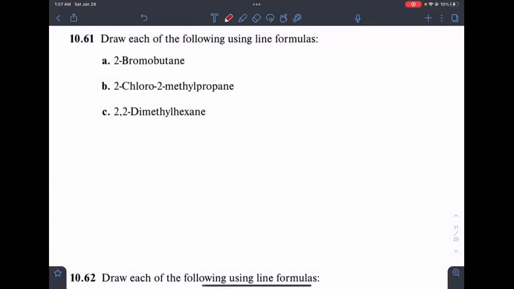Okay, now we're going to go from names to structures and structures to names. Really working more with line structures from here on out. Okay, so draw each of the following using line formulas.